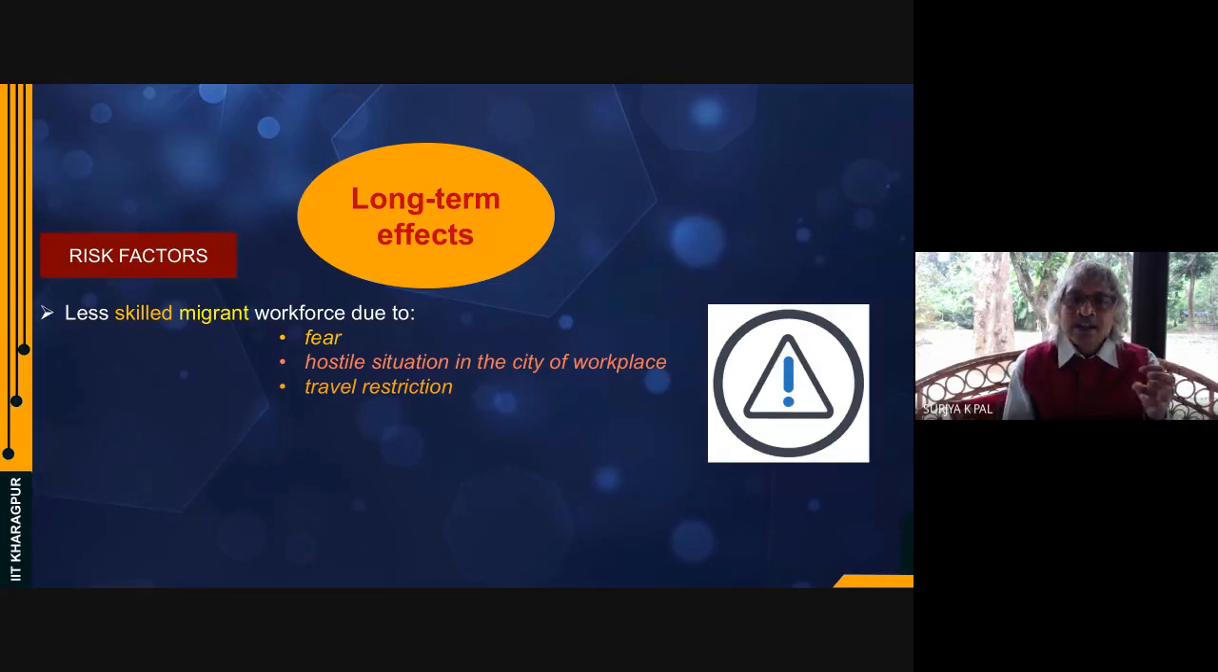So those sectors got grossly affected, and our country is largely hit because our manufacturing is grossly manpower driven. The people who came back to their native place have fear of going to their workplace again, because they may face a hostile situation in the city of workplace. Landlords may not be willing to give tenancy to this workforce. Think of that. This is happening.